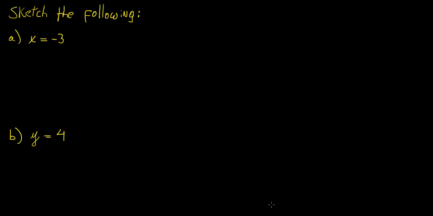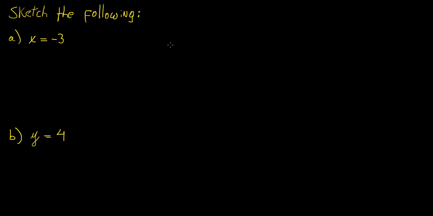Okay, now that we're more comfortable with sketching and drawing straight lines that only have one intercept, we can actually do some examples on that. So starting with question A here, we're given an equation that is x equals minus 3. Now this doesn't really look like an equation because we already know there's only one value of x that satisfies this, it's just minus 3.